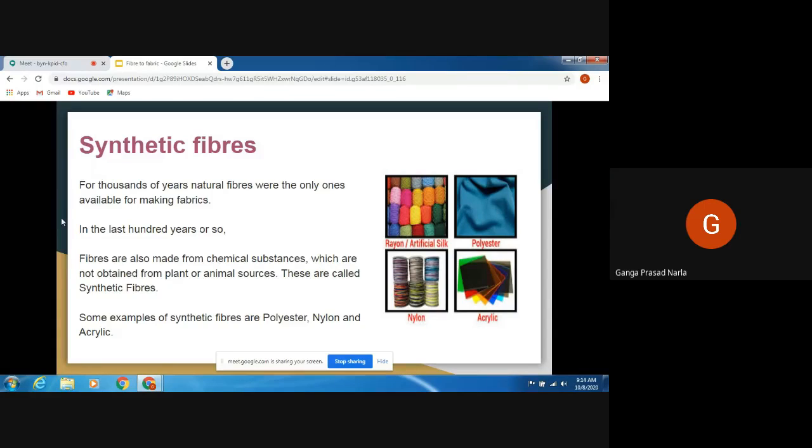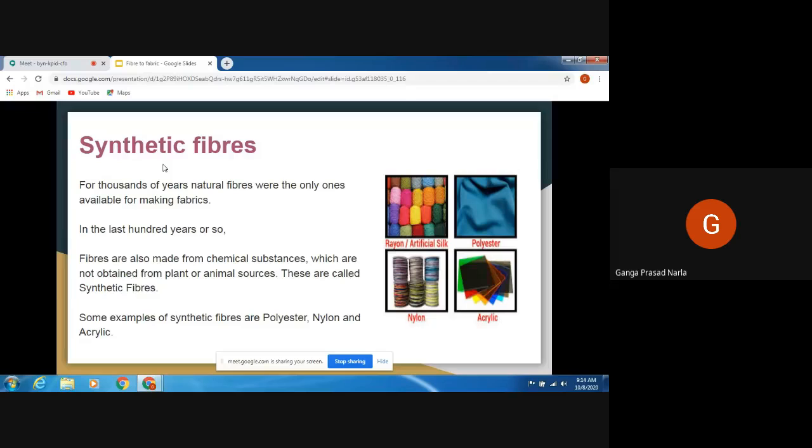We'll discuss. Okay. So synthetic fiber. Up to now we discussed natural fibers, right? So what is meant by synthetic fiber? See, what are natural fibers? The fibers which are obtained from plants and animals, right?